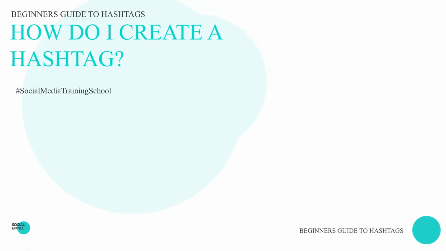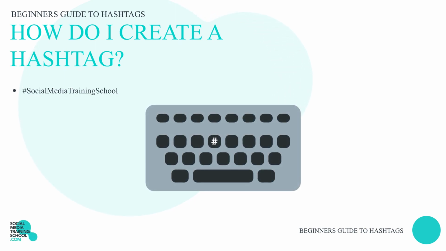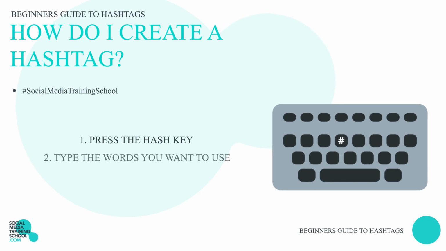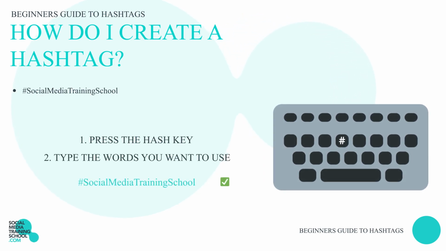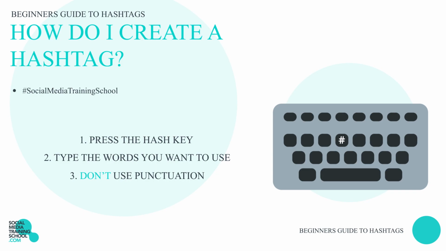If you've never created a hashtag before, it's very easy. You just press the hash key, sometimes called the pound key, and type the words you want to use, like hashtag social media training school. If your hashtag is more than 1 word long, don't leave a space between them, as then only the first word will be tagged. Punctuation also doesn't work in hashtags, so don't add apostrophes, dashes, or exclamation marks.